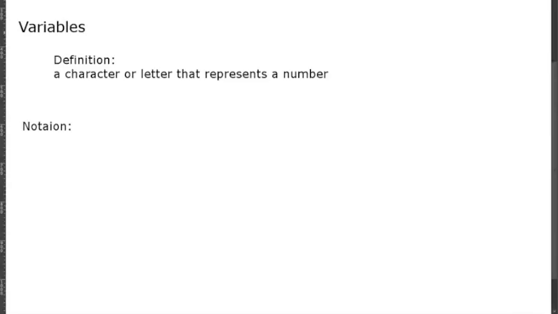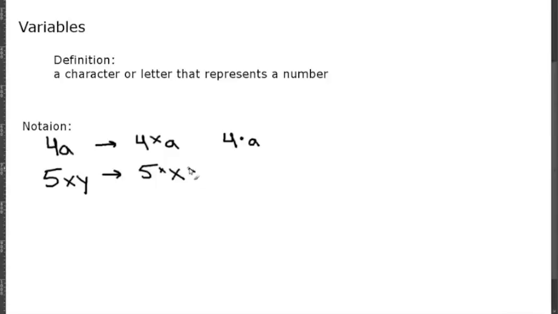So let's go over some notation. If you're given an expression 4a, that means simply 4 times a. That can also be written as 4 times a. If you're given the expression 5xy, that's the same thing as 5 times x times y, or 5 times x times y.